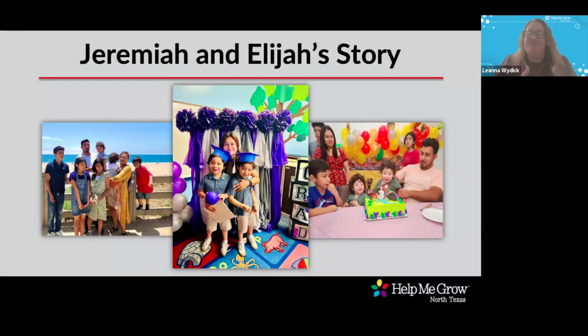And now, fast forward to today, Jeremiah and Elijah are thriving 4-year-olds. They are both potty trained. They can recite their ABCs, identify letters and numbers, and speak in full sentences. They each have individualized action plans through their school district. They're receiving the educational support they need to succeed.